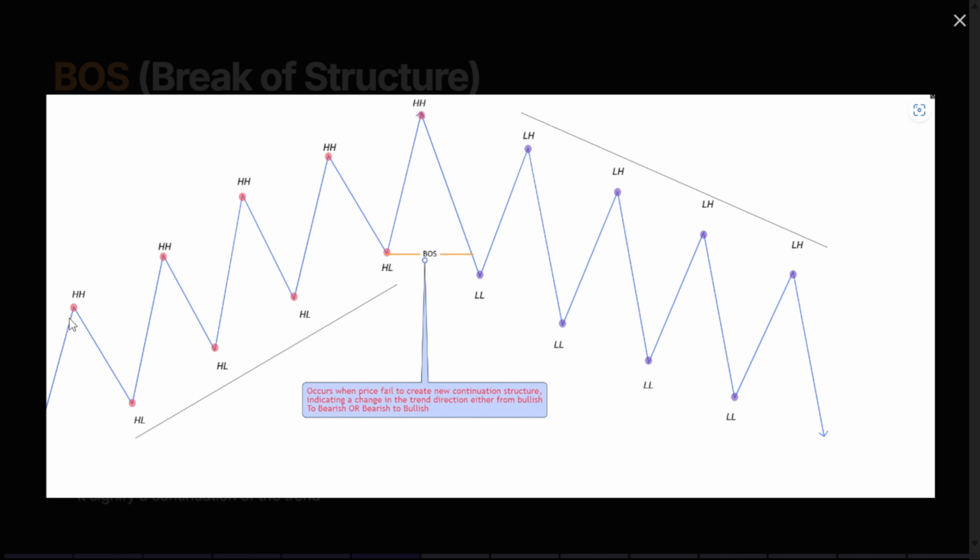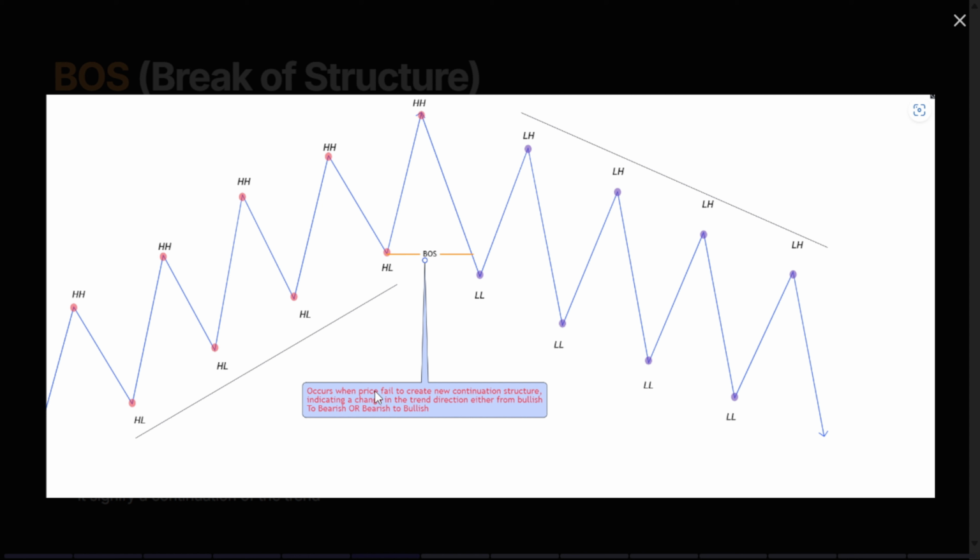as you can see here, the market was creating higher highs, higher lows, higher highs, higher lows, and created a higher high. Then price came all the way down and took out this higher low, which signified a break of structure. What this break of structure indicated was that sellers are ready to move back into the market. It indicated a change in trend.